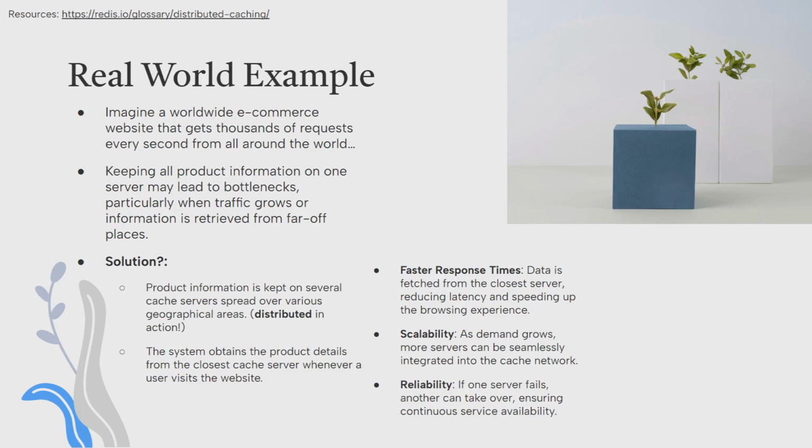So what's the solution? Product information is kept on several cache servers spread over various areas, and this is where the distributed aspect comes into play, because we're spreading it out over several different locations. So it's multiple, it's replicated, distributed. The system obtains the product details from the closest cache server whenever a user visits the site. And this can lead to faster response times, better scalability, and of course reliability.